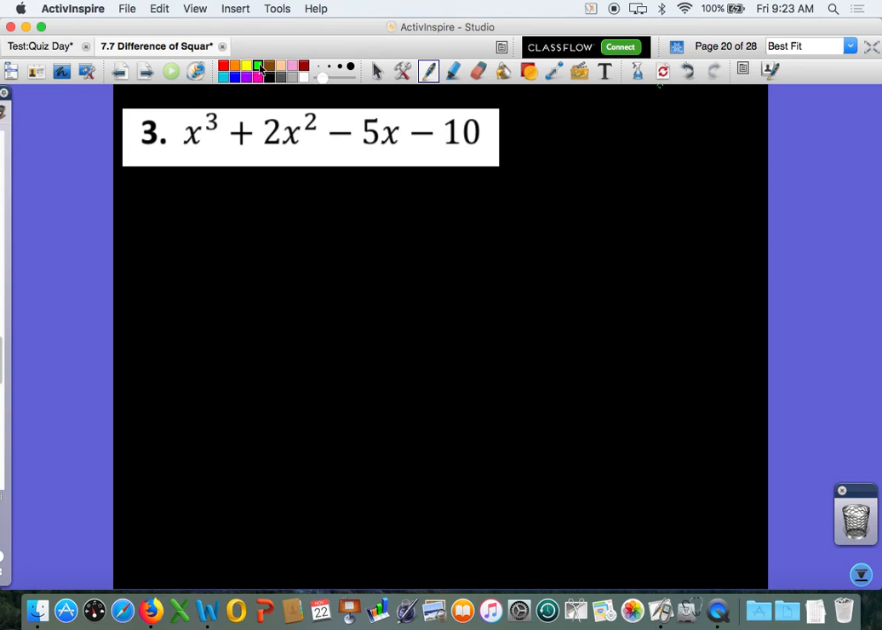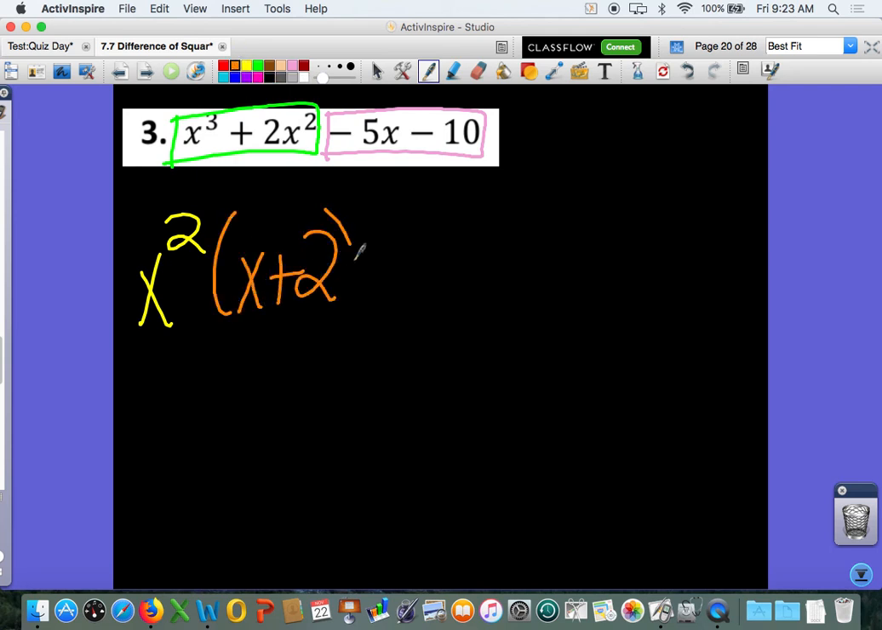So I've got one group right here. And again, I'm including my sign, that negative in front of that 5x. So I'm going to pull out x squared. What's left inside is x plus 2.